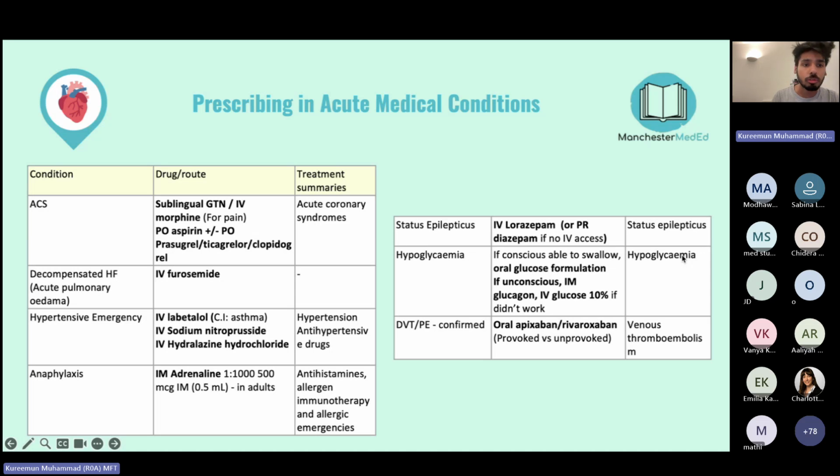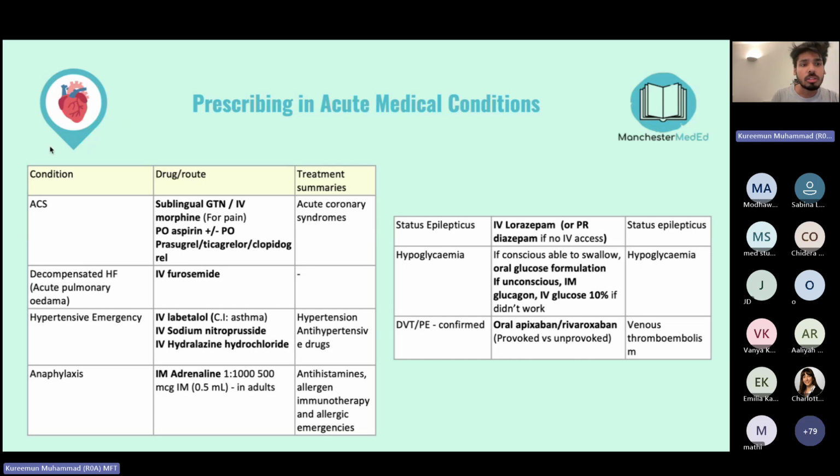So what else can you prescribe? The other option would be IV morphine for the pain. The usual dose depends, but usually it's 5 to 10 milligrams, a single dose for those patients, and it is IV morphine, not oral, for you to get the full marks. The treatment summary for ACS is acute coronary syndrome, which you can search on the BNF.